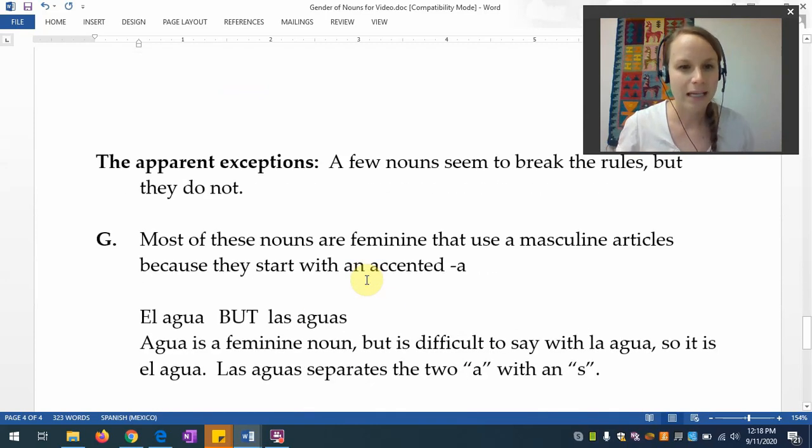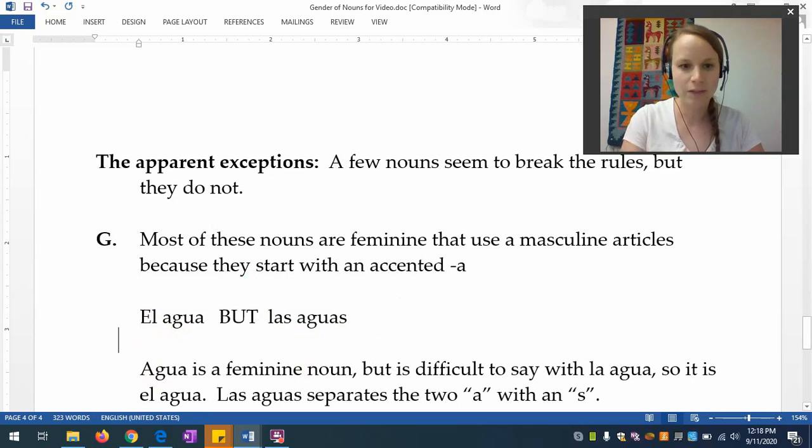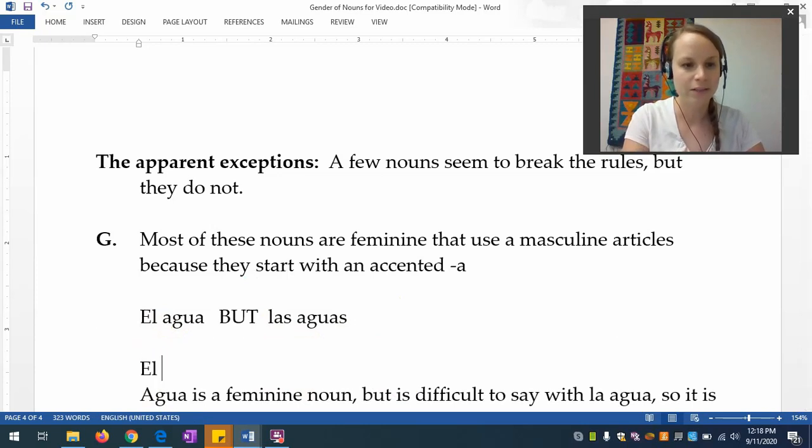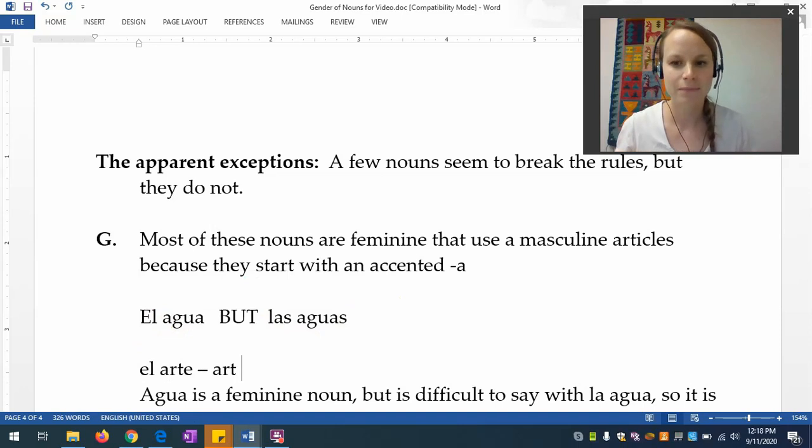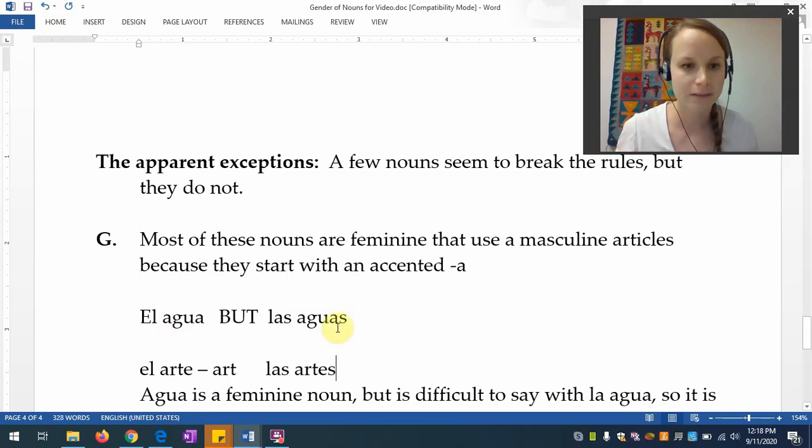Okay. Anytime there is a feminine noun, but the first sound in the word is a, you use el in front of it instead of la. So another example would be art. You say el arte. But this word is actually feminine. And when we get into using plurals, it'll be more important to understand this. But yeah, las artes would be the arts. Same with el agua, but las aguas.